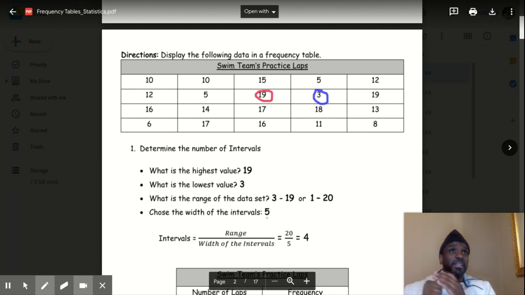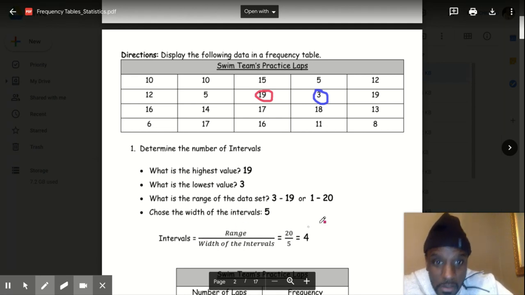20 divided by 5 is 4. So my range, I changed it from 1 to 20. That means I have a maximum range. I'm going all the way up to 20. The width of my intervals.